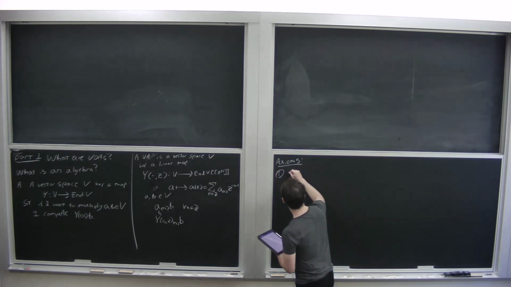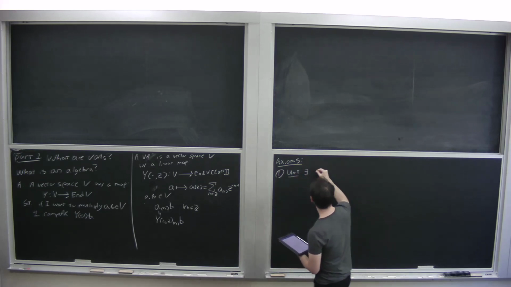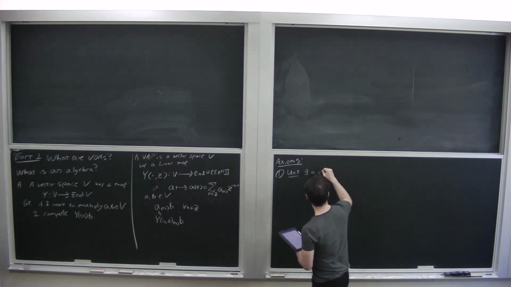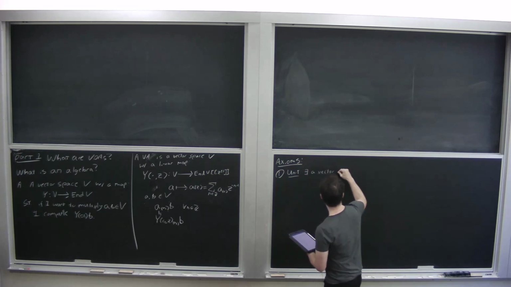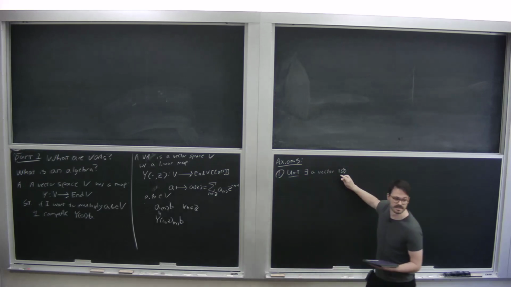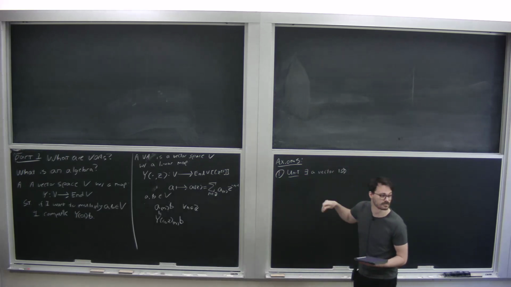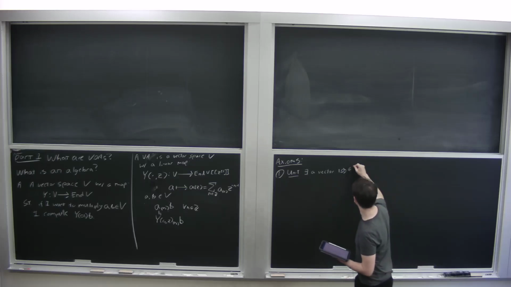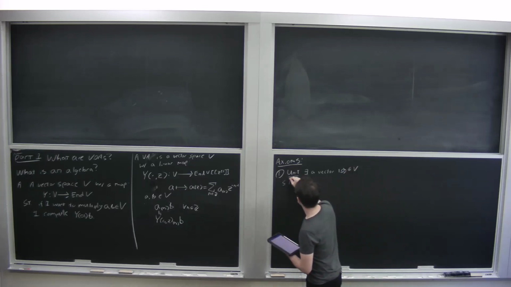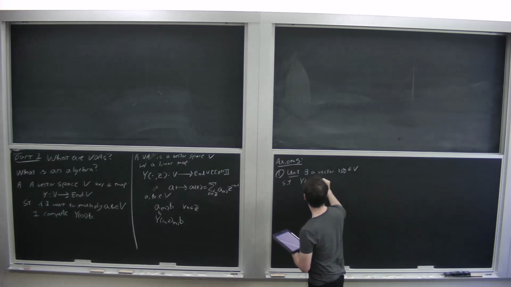So one, we have a unit. There exists a distinguished vector, which is often denoted by the physics zero-ket notation and is often referred to as the vacuum vector, such that its vertex operator, or the field associated to it, is just the identity.